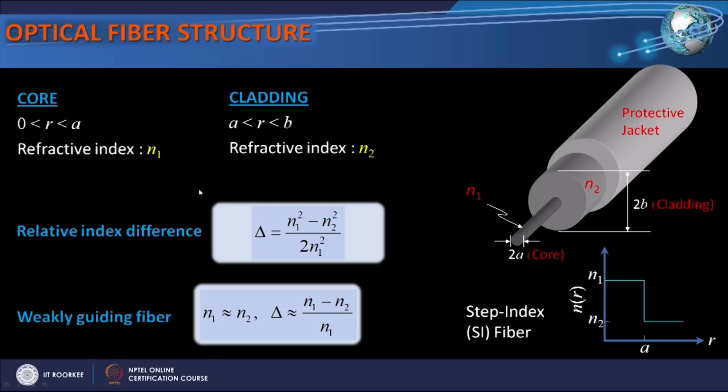The index difference between the core and the cladding is defined by a parameter relative index difference, delta is equal to (n1² − n2²) / 2n1², and for practical fibers n1 is close to n2, the difference between n1 and n2 is small and they are known as weakly guiding fiber. For such fibers delta can be approximated by (n1 − n2) / n1.